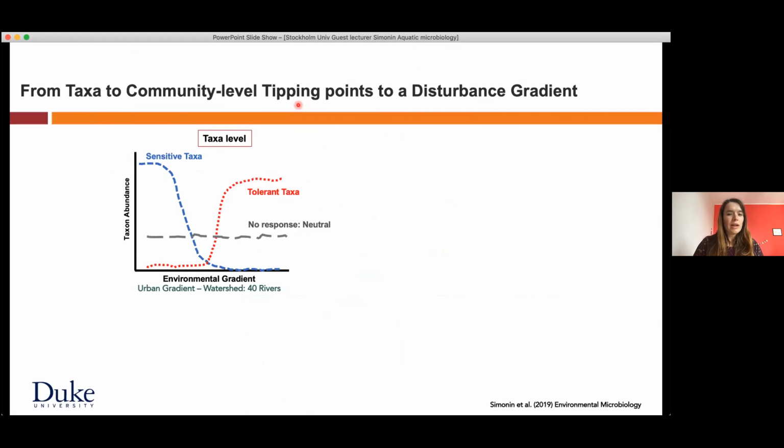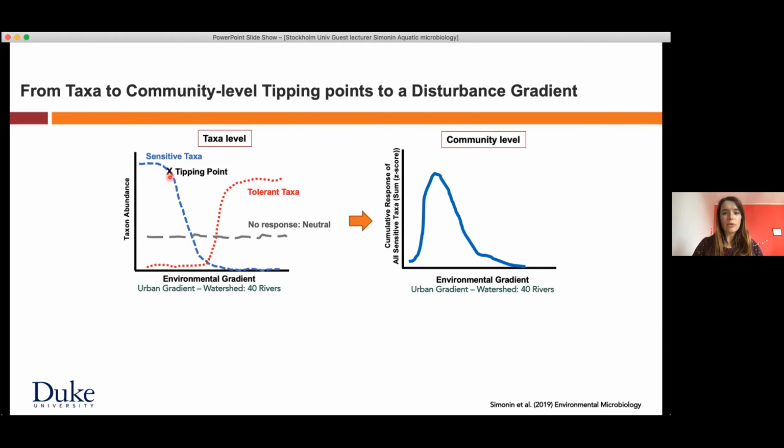And so right now I showed you results only at the taxa level. But what is interesting with Titan is that we can use all those taxa level responses, so all those aggregate results of all the sensitive or tolerant taxa, and calculate their tipping points. So for each bacteria, we can know where is their change point along the gradient, their tipping point, and aggregate all these results to identify community level tipping points.